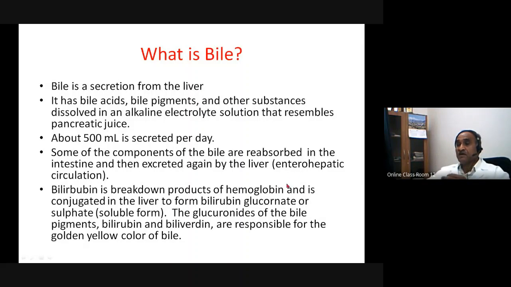What happens in case of hemolytic anemias, in which a large amount of bilirubin is formed? This is not conjugated, and the enzyme system for conjugation of bilirubin is limited in the liver. So there will be an increase in unconjugated bilirubin. I will not go into detail here. The soluble form is excreted in the bile as bile pigments, bilirubin and biliverdin, and these give a wonderful golden yellow color to the bile.